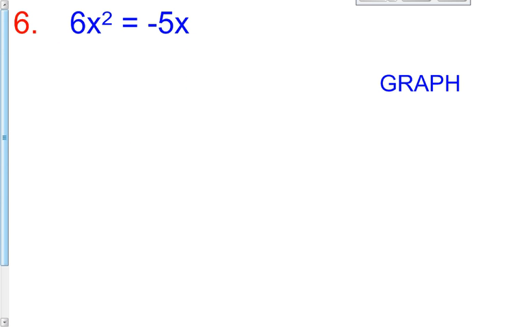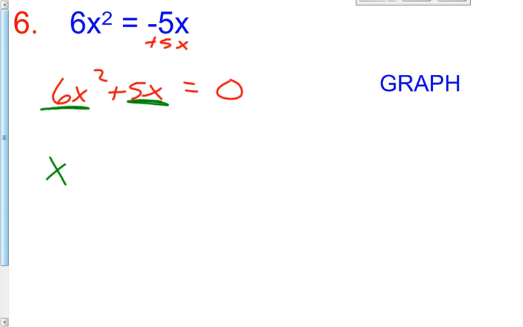Number 6, let's get everything onto the left side. So I'm going to add 5x here. 6x squared plus 5x equals 0. As you can see, there's no constant term in this one. This one fools a lot of people because they forget the very first step, and that is, let's see if we can take out a GCF. This has an x in it, and this has an x in it, so I can factor out that x. So I factor out an x, and what am I left with? 6x and a positive 5.